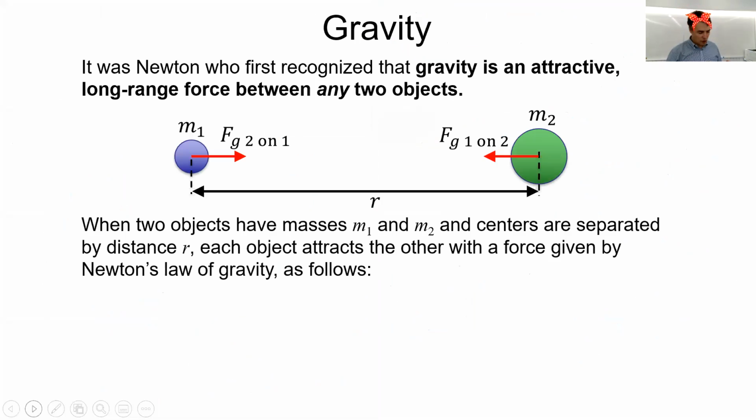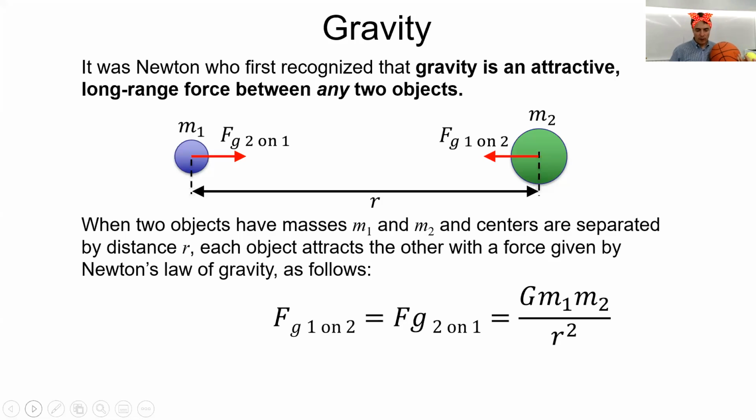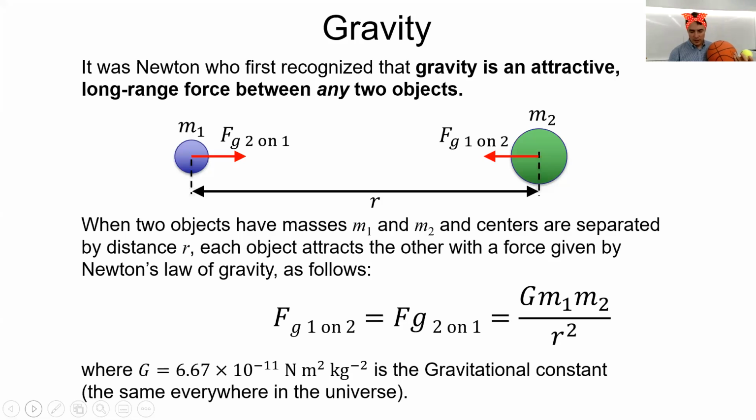But basically, if we have two masses, and that's why I grabbed the basketball and the tennis ball, M1 and M2, and their centers are separated by some distance r, then both of these objects attract the other with a force given by Newton's law of gravity. And there's a constant here. The constant capital G in SI units is 6.67 times 10 to the minus 11. So this is the idea of gravity.